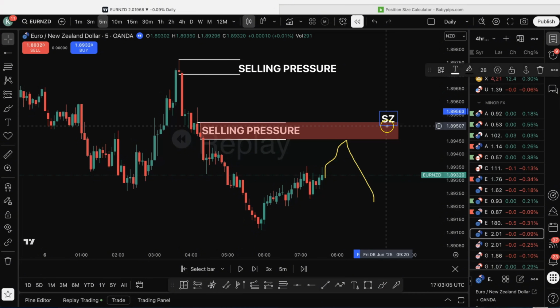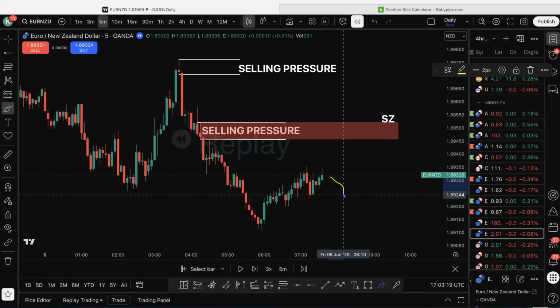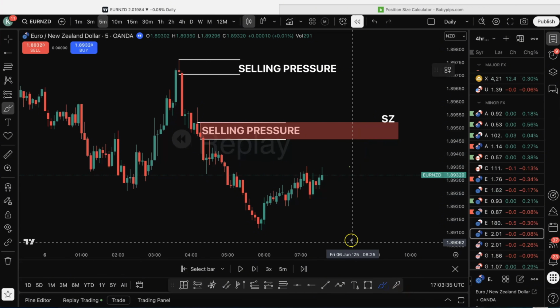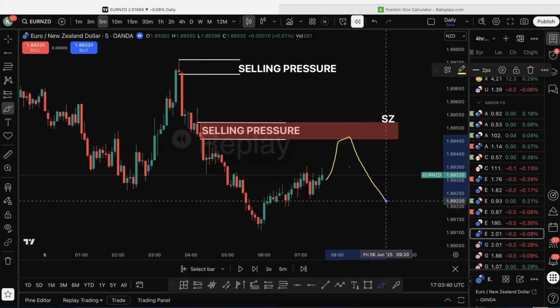Why is it supply? Because it's in a downtrend. It's a selling move. Demand is when we pull back to a buying zone. Supply is when we pull back to a selling zone. And so this is a supply zone.